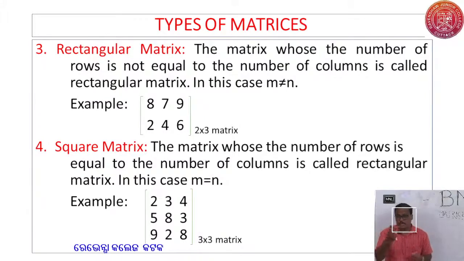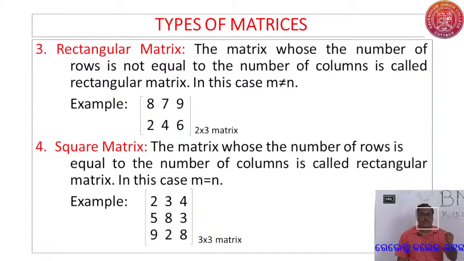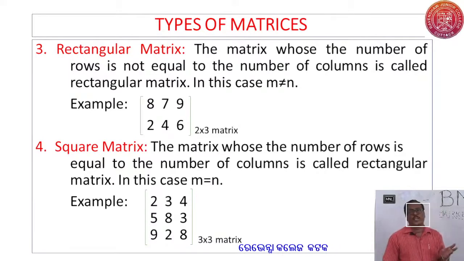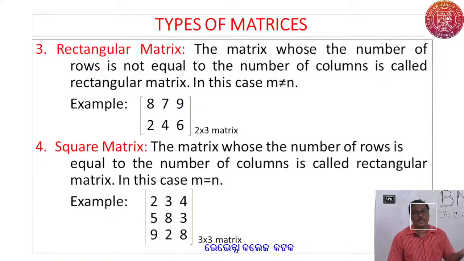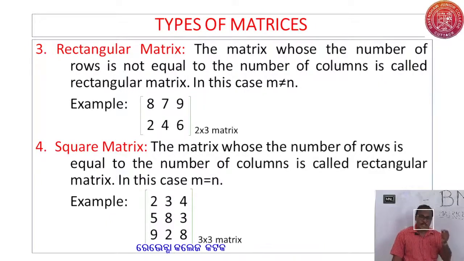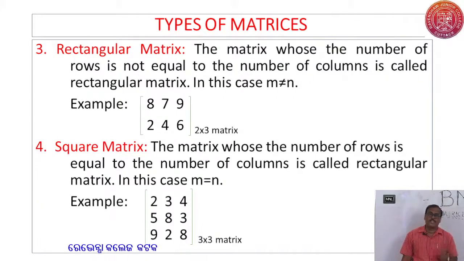In the example, 8, 7, 9 is the first row and 2, 4, 6 is the second row. So we get 2 rows and 3 columns. The rows are: first row 8, 7, 9 and second row 2, 4, 6. But there are 3 columns: the first column is 8, 2, the second column is 7, 4, and the third column is 9, 6.